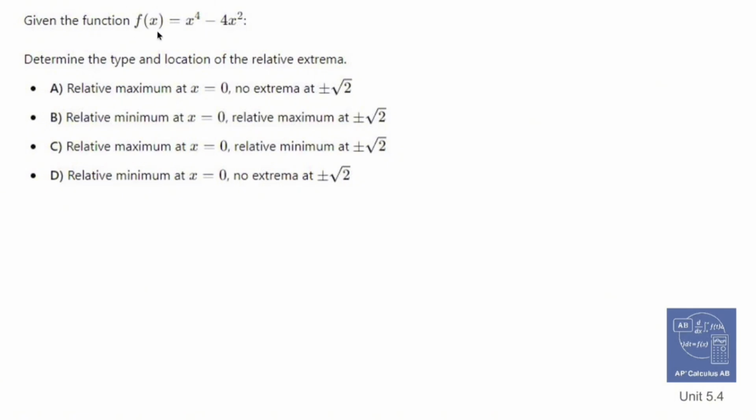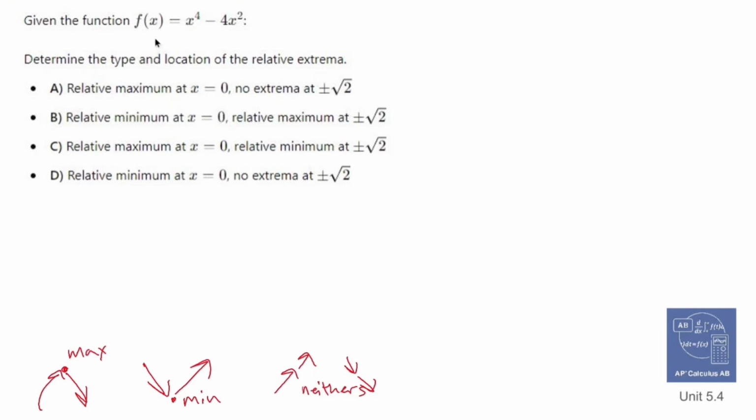Given the function f of x equals x to the fourth minus 4x squared, determine the type and location of the relative extrema. All right, so this is what we're thinking. If we were to graph something, and if it goes from increasing to decreasing, we have a relative maximum. If we go from decreasing to increasing, we have a relative minimum. If we go from increase to increase or decrease to decrease, those are the neithers.